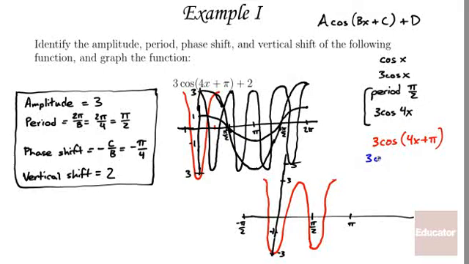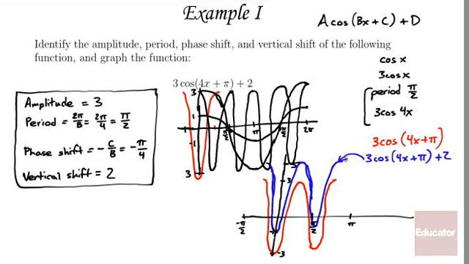So I'll draw this one in blue. This is now 3 cosine of 4x plus pi, and I'm introducing the vertical shift of plus 2. So I'm taking the graph and I'm moving it up 2 units there. So that blue graph at the end is our final function. So this is really a pretty complicated process. There's a lot of steps involved, but each individual step is not that hard, and if you do them in order and you're careful about each one, it's not too bad.